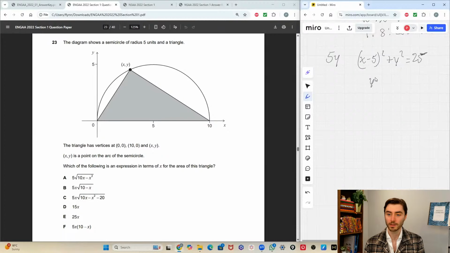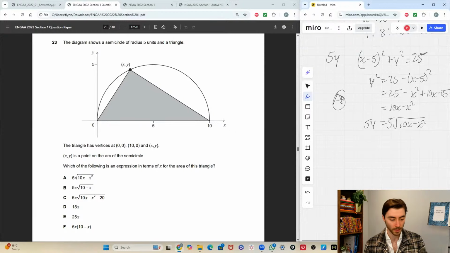So we know that y squared is 25 minus (x minus 5) squared, which is 25 minus x squared plus 10x minus 25, which is 10x minus x squared. So y is the root of 10x minus x squared, and the area, which is 5y, is 5 times that, which is a. Cool.